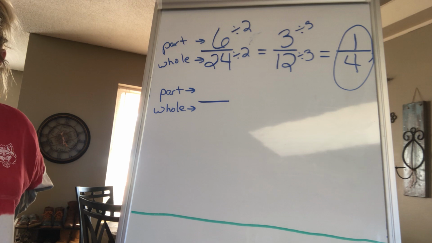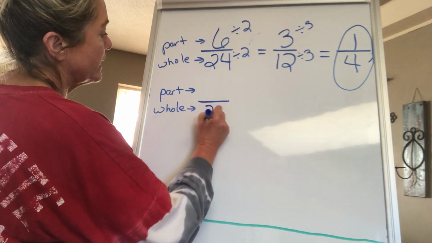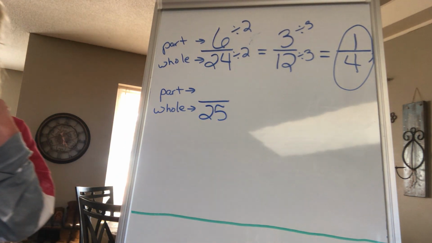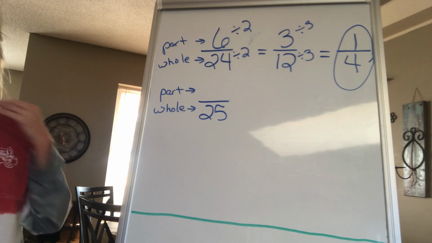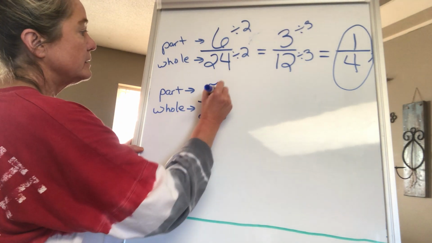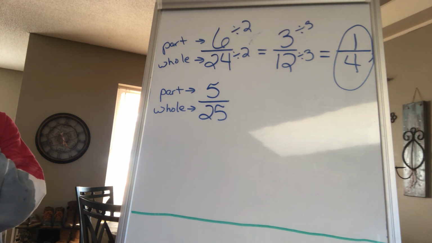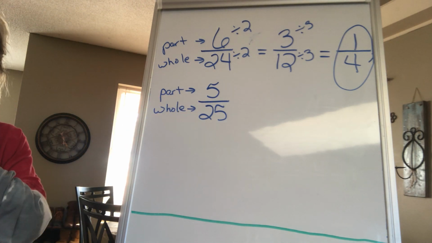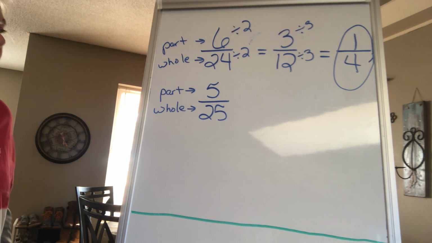Okay, altogether, it tells me that Dylan had a total of 25 marbles. So he had 25 as his whole number of marbles, and he gave 5 to his sister Jane. So the part that he gave to Jane was 5. So the fraction that Jane received was 5/25. So then I have to make sure it's in simplest form. Is there any number that will go into 5 and 25 evenly with no remainder?